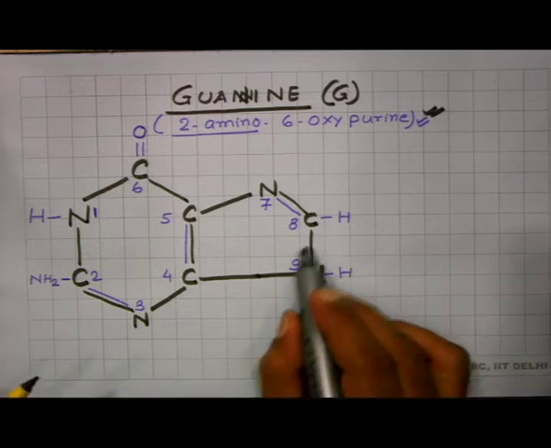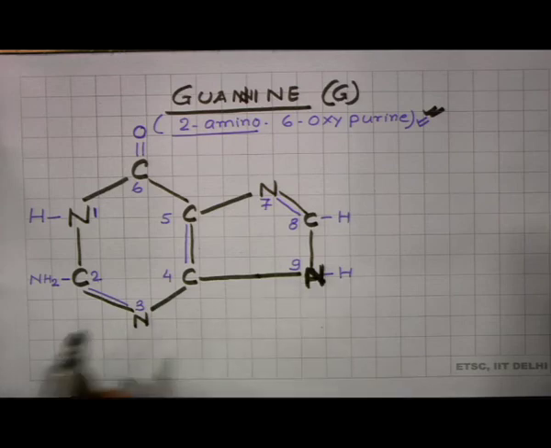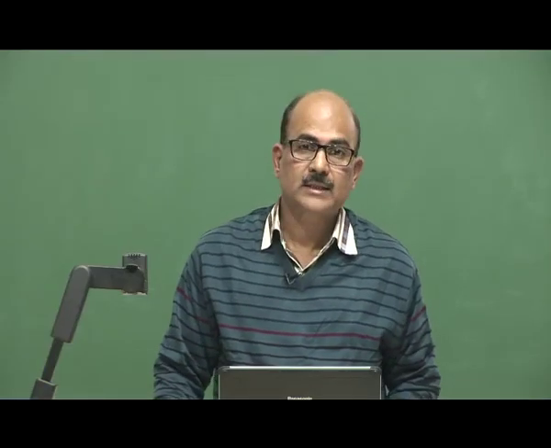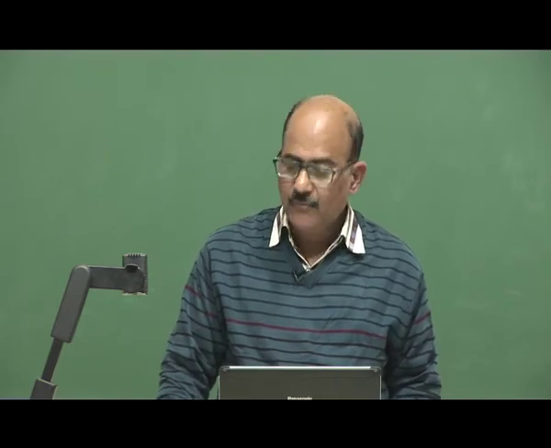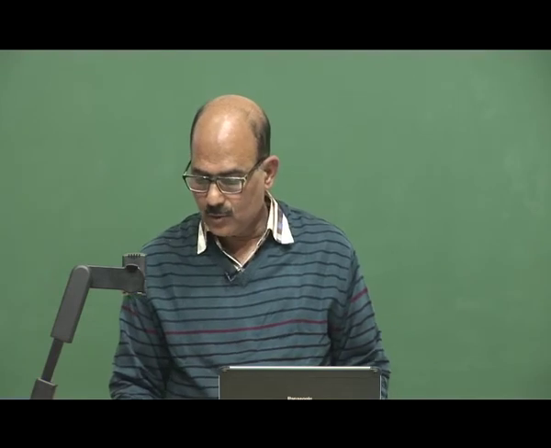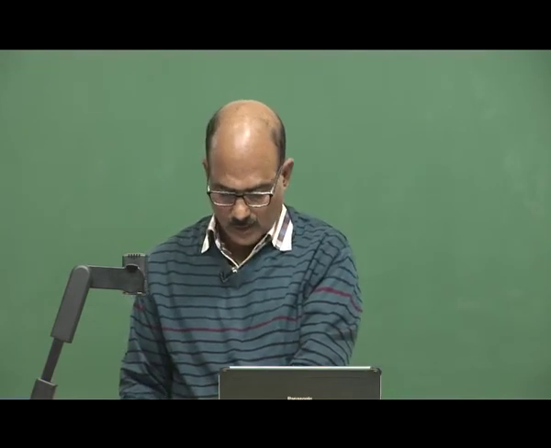So, nitrogen has 3 valency, so it is also completed. So, all the valency of carbon and nitrogen is going to be completed. So, this structure is right. This is the structure of guanine. Guanine, the chemical name is 2-amino-6-oxy purine.